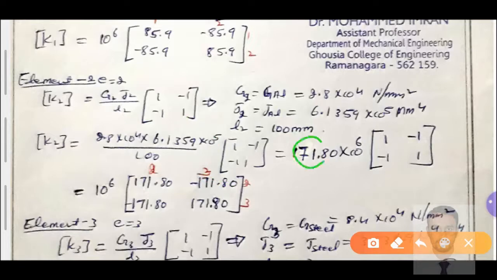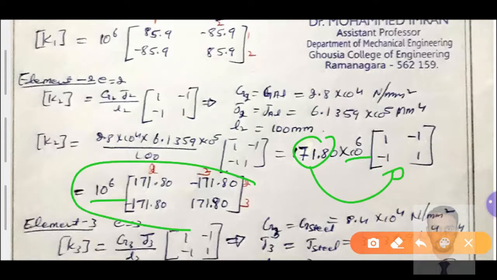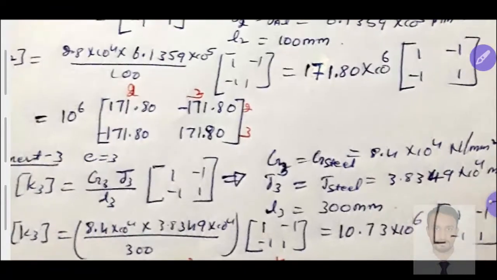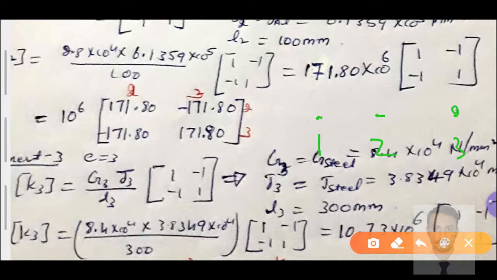So this value you multiply inside and take this 10 to the power of 6 common here, will get this matrix. Elemental stiffness matrix for element number 2, which lies between the two nodes. Start from node number 2 and ends at node number 3. The element number 2 we have here.